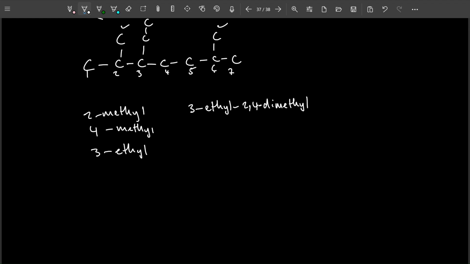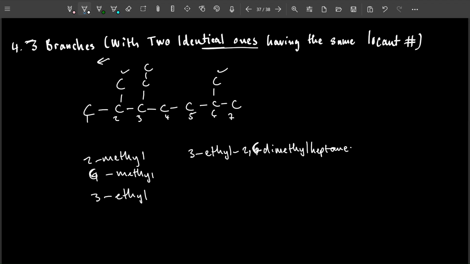So one is on 2, one is on position. It's not 2, 4, it's 2 and 6 rather. Sorry, it's 2,6-dimethyl, and you say heptane, and that's it. You've gotten to the end. That's how you name these things, and these are some of the tips I wanted you to know. And with that, we can look at the next video and see what's up.